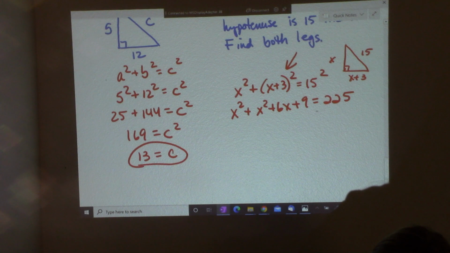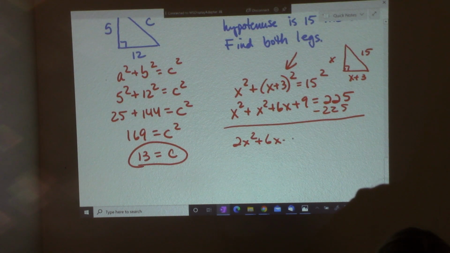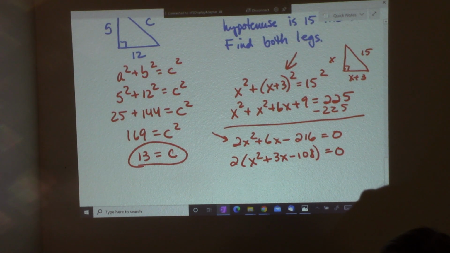And now I'm going to subtract 225, and I'm going to add this at the same time. So I have 2x squared plus 6x minus 216. And of course we ask ourselves, can we factor anything out? I want to get rid of that coefficient if I can, so I'm going to factor out a 2. And I get this, okay.